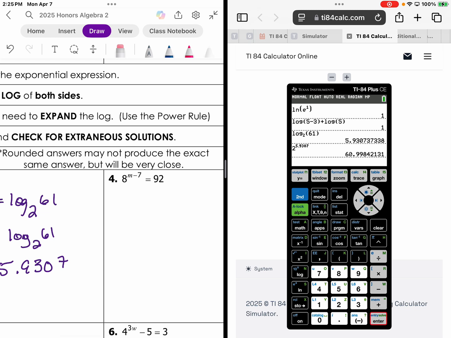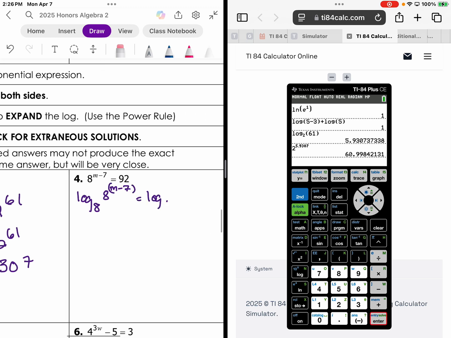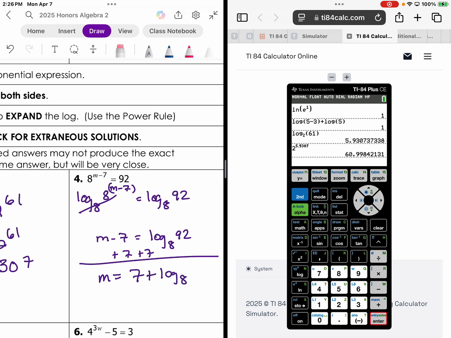Number 4, I can't rewrite 92 as 8 to a power. It's already isolated as 8 to a power, so now I just do the log base 8 of 8 to the m minus 7. That's equal to the log base 8 of 92. On the left-hand side, the log base 8 and 8 cancel, and I'm left with m minus 7 equals log base 8 of 92. I'm going to add the 7 across. Now, here's where we got to be careful. It is 7 plus the log base 8 of 92.